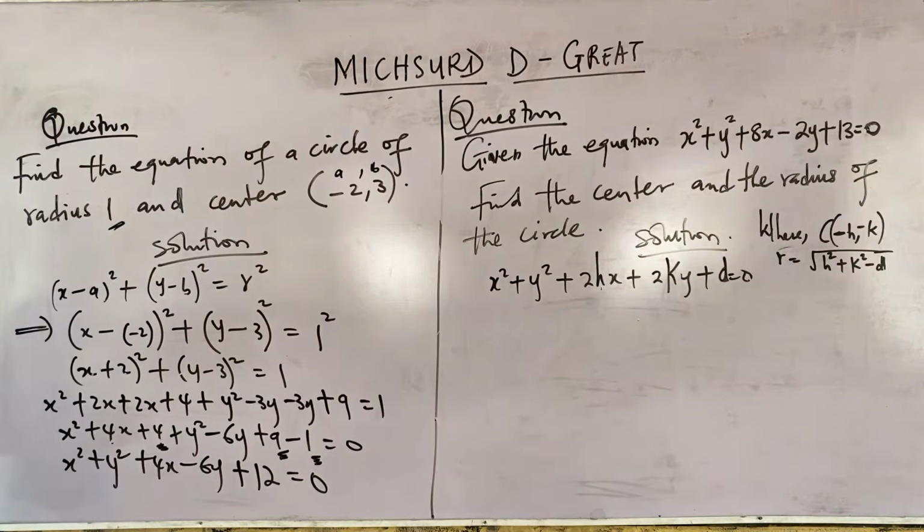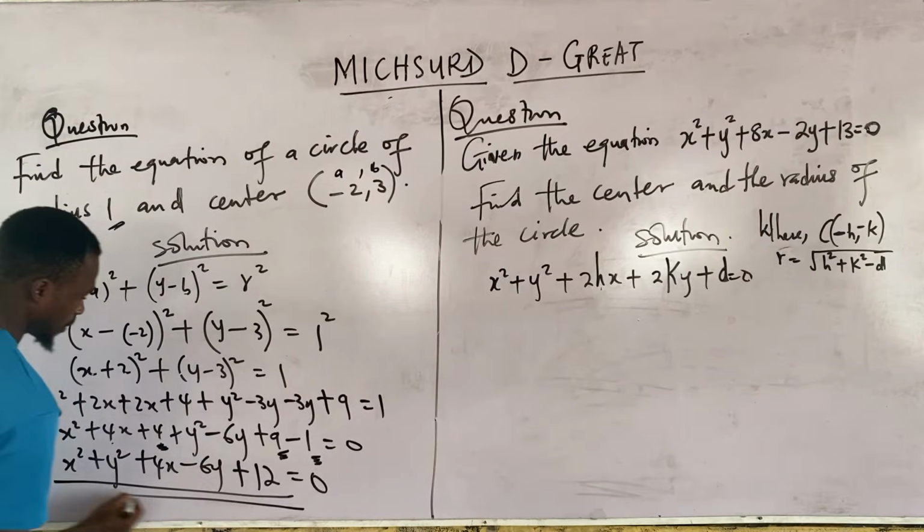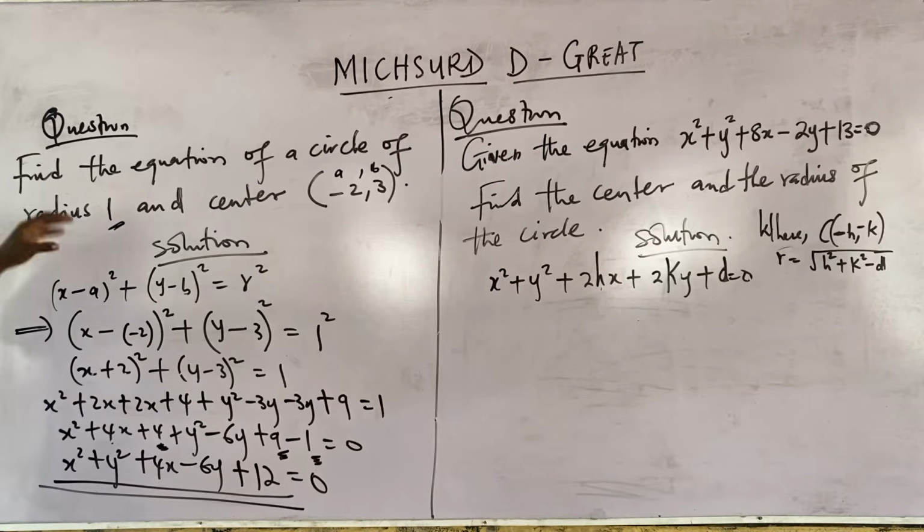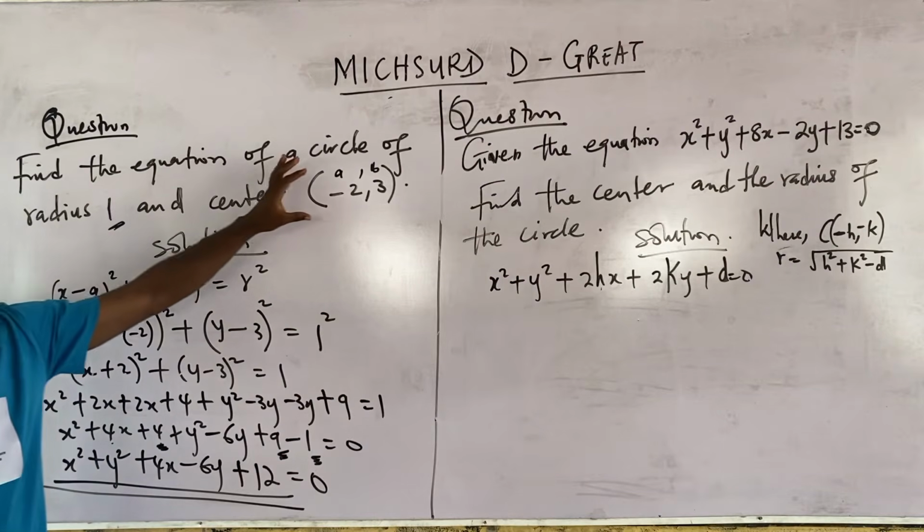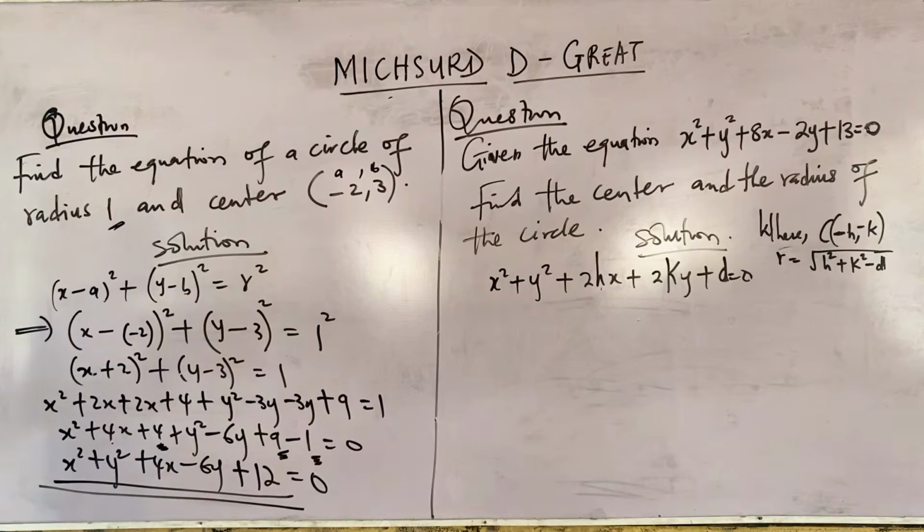So that gives us the equation of the circle. We have been able to get the equation of the circle when we are given the radius and the center. So this is how you solve it.